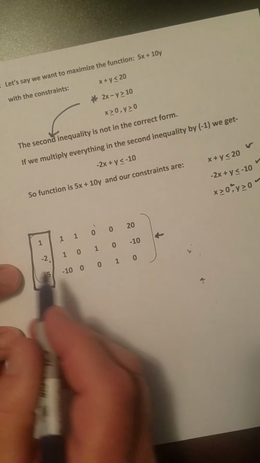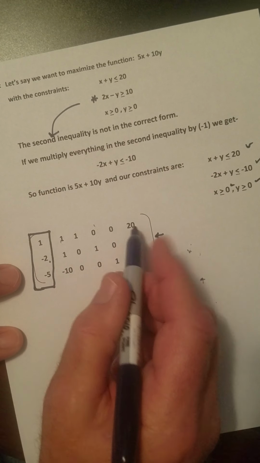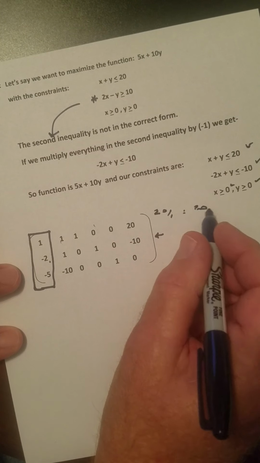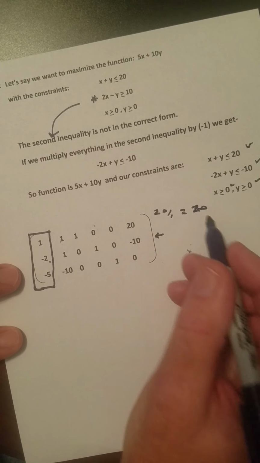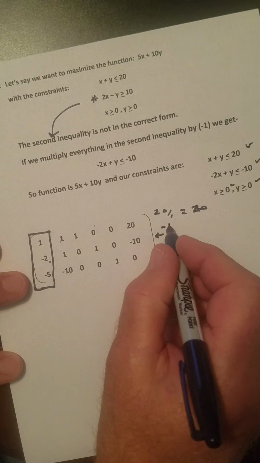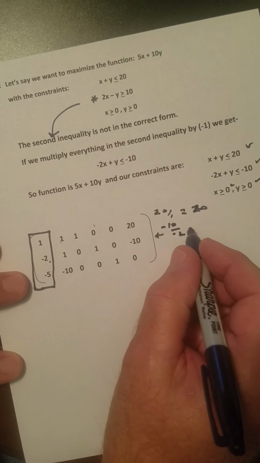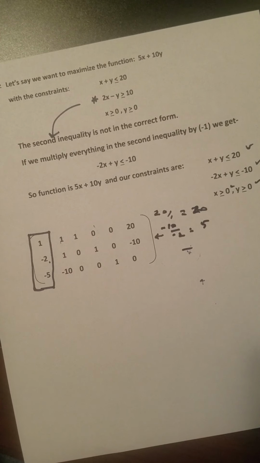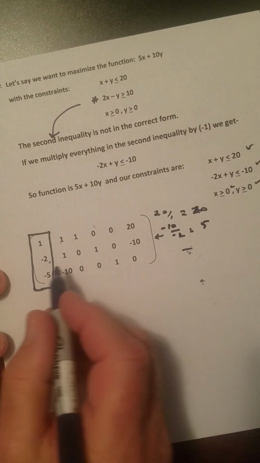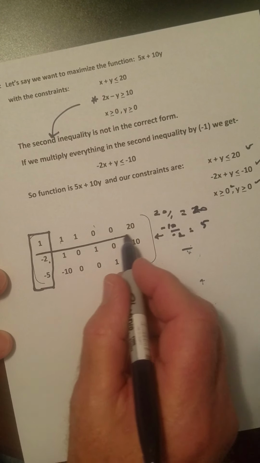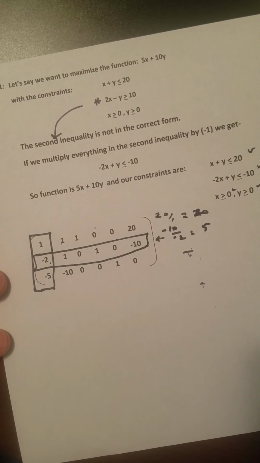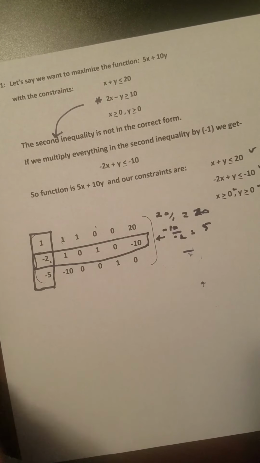Now find your ratios. Okay, I'm going to take 20 over 1, and that's 20. This is going to be negative 10 divided by negative 2, and that's going to be 5. We don't look at the bottom one. Okay, so smallest positive tells us that this is going to be my pivot row. Now, it just happens to be the one with the negative, but it doesn't necessarily have to be that way.